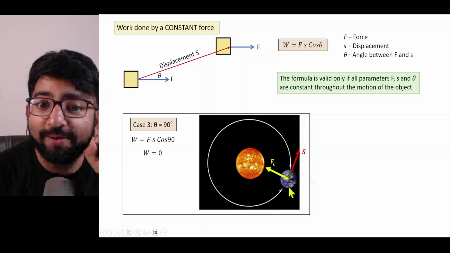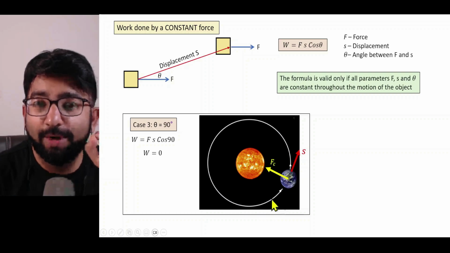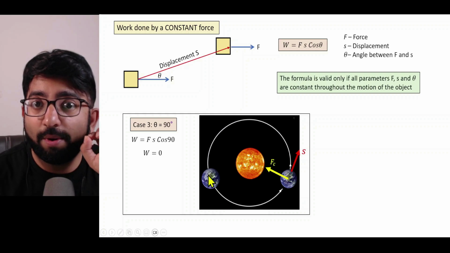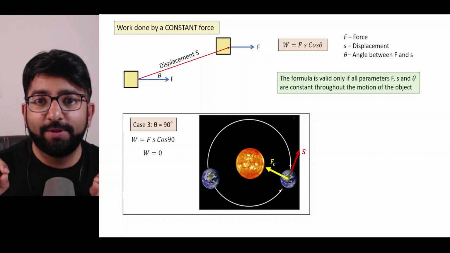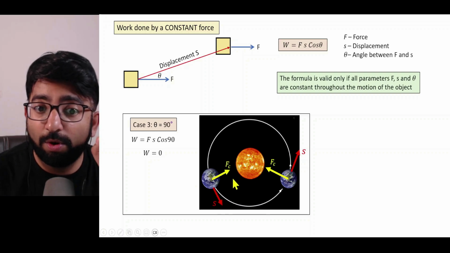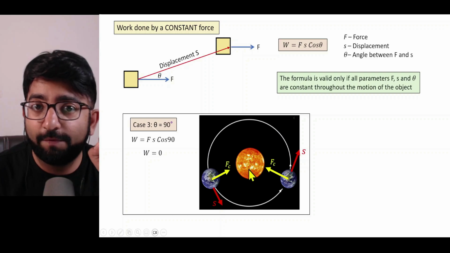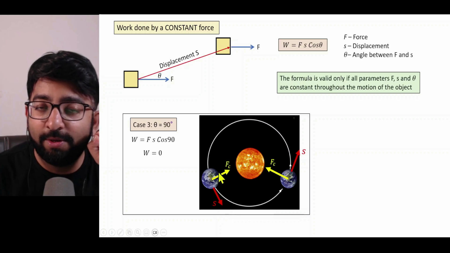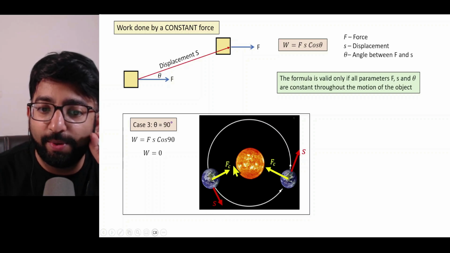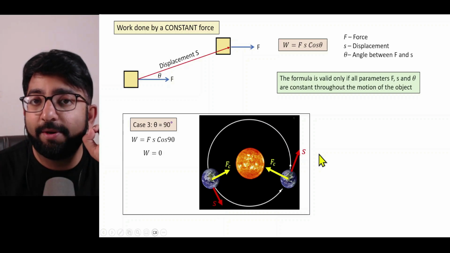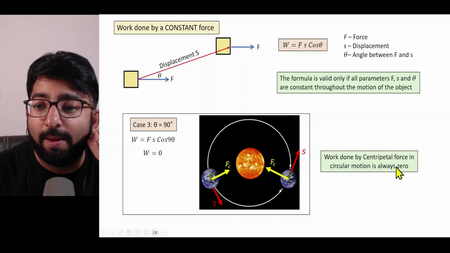Now, no matter where the earth goes in this circular path, work done will always be 0. So let us imagine the earth in this orientation. So what is the direction of the force which is acting on the earth? So we know the sun is pulling the earth towards it. So the gravitational force will always be towards the sun, which is the center of the circle. And as earlier discussed, the direction of displacement is tangential. So no matter where the earth goes, the angle between the force and the displacement is always 90 degrees. Hence, we can deduce a particular statement, and that is work done by centripetal force in circular motion is always zero.